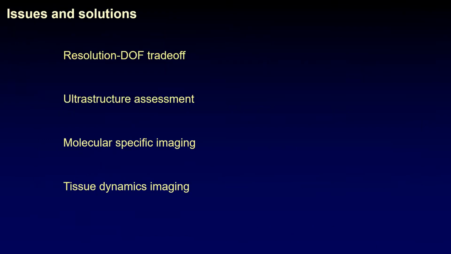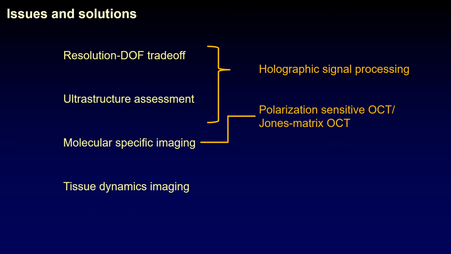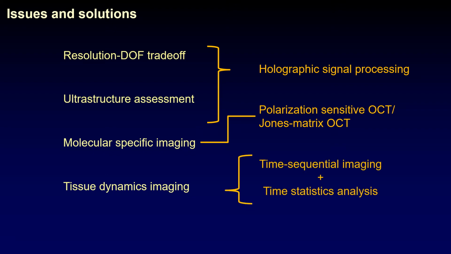Let me summarize our targets. Our targets are actually four: resolution and depth of focus trade-off removal, ultrastructure assessment, molecular specific imaging, and tissue dynamics imaging. The resolution and depth of focus trade-off and the ultrastructure assessment can be performed by using holographic signal processing. Molecular specific imaging can be done by using polarization sensitive OCT, or in our specific case, a Jones matrix OCT. And the tissue dynamics imaging is going to be achieved by using time sequential imaging and its statistical analysis.